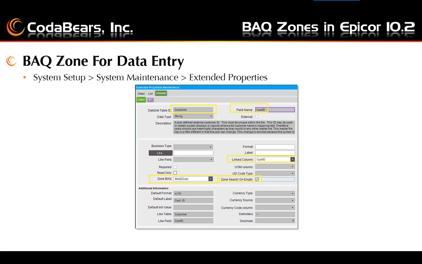Then in the extended properties, I pull up the table, customer, and the field, customer ID, that I want to link my BAQ zone to, and choose the linked column, customer ID, the zone BAQ name, which as I mentioned was BAQZ cust here, and check the box for zone search on empty if we want to see all the results when nothing is typed into the search field.